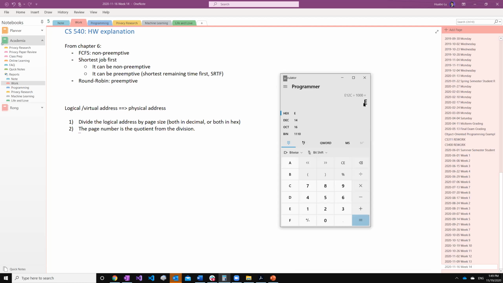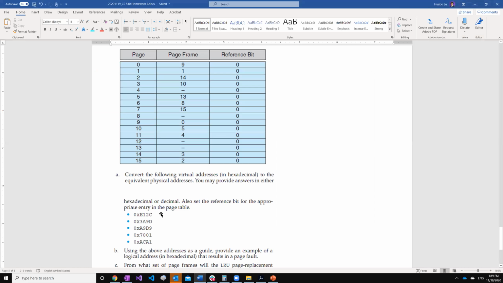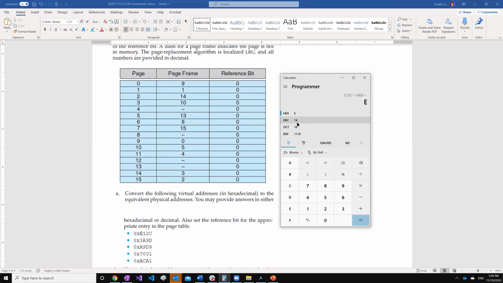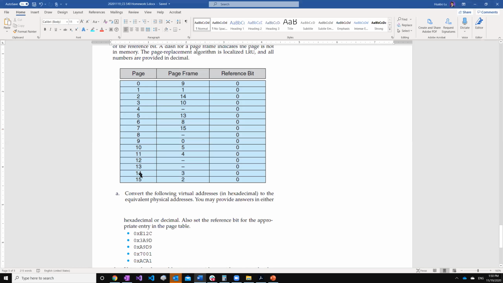Look here. I get E as the quotient from this division. What does that correspond to? What is E in decimal? It will be 14. Then you say this is page 14 and it corresponds to a page frame. What is the page frame? The page frame is 3. How can I represent the 3 in hexadecimal? Well, it is 3 in both decimal and hexadecimal.